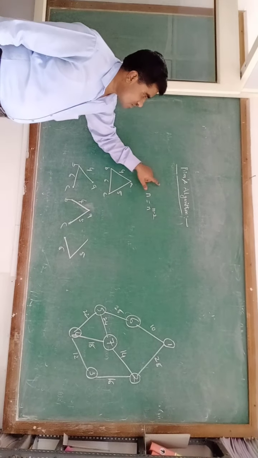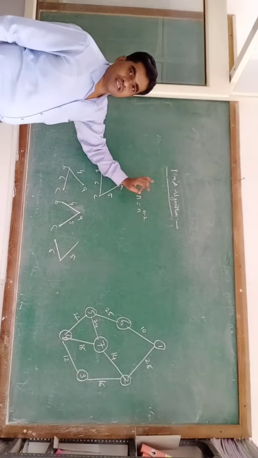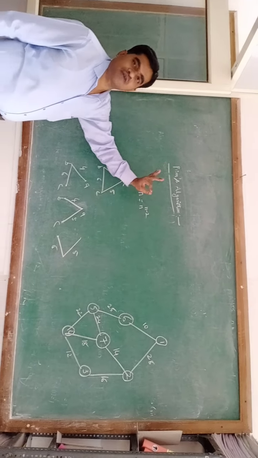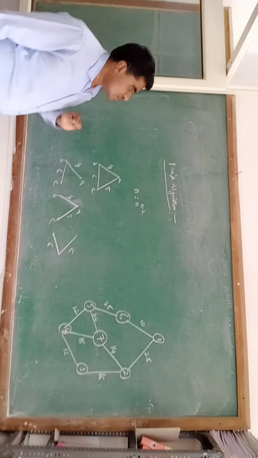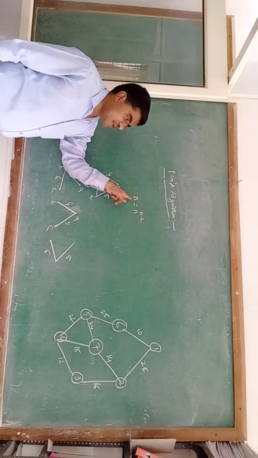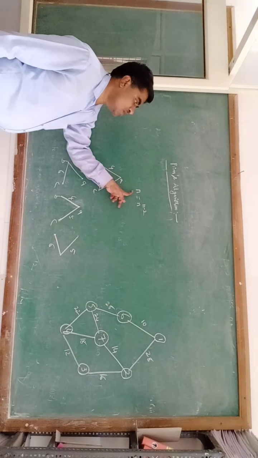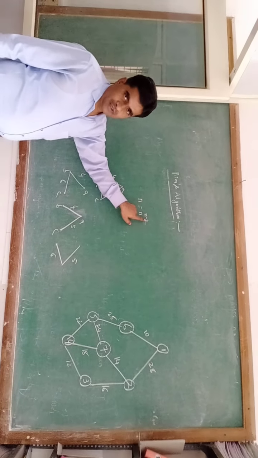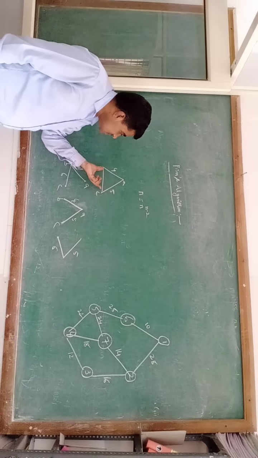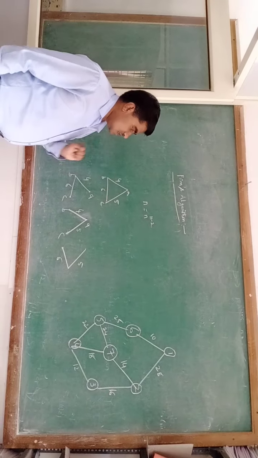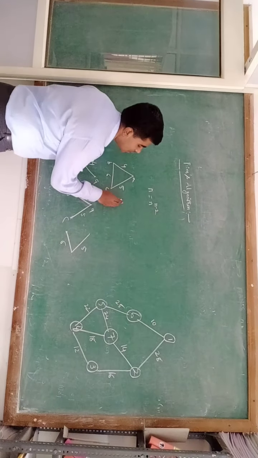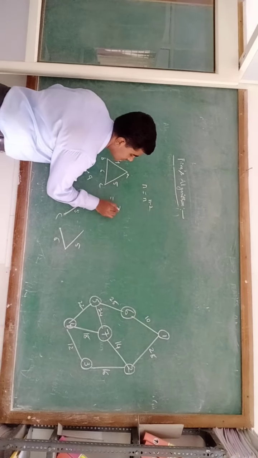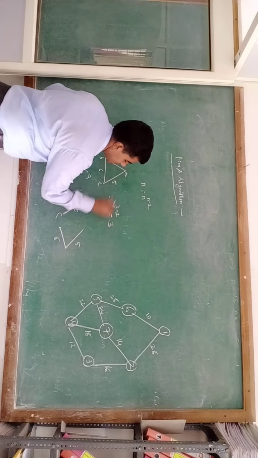A spanning tree consists of all the vertices and a subset of edges of the given graph. Suppose a graph consists of n vertices, the total possible number of spanning trees is n raised to n minus 2. So for example, in this graph, 3 vertices are there. So the total possible number of spanning trees is 3 raised to 3 minus 2, that is 3.